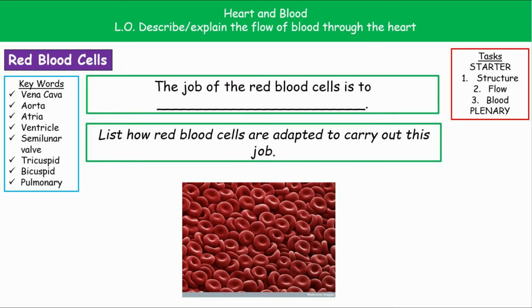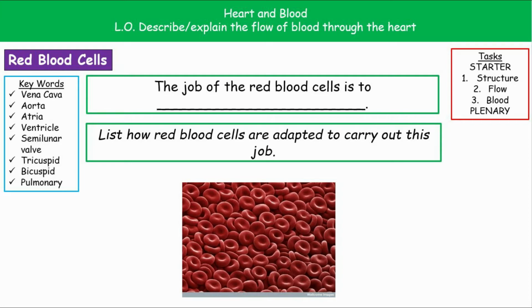So hopefully what we've got in our books are the 4 parts of the blood: the red blood cells, the white blood cells, the platelets and the plasma. Now what we're going to do is work through those one at a time and look at them in more detail. So we're going to start off with the red blood cells.